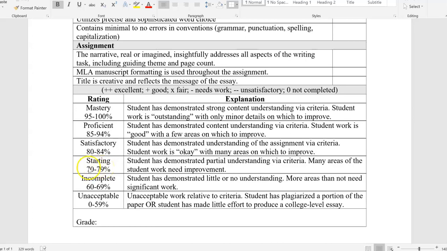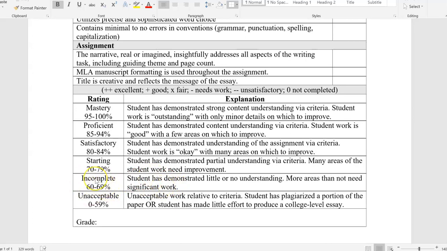And most 70s, most C minuses are just like lack of effort, pretty much. I mean, it's there. You've got a general idea, but it's lack of effort. And then we have incomplete. Student has demonstrated little or no understanding. More areas than not need significant work.